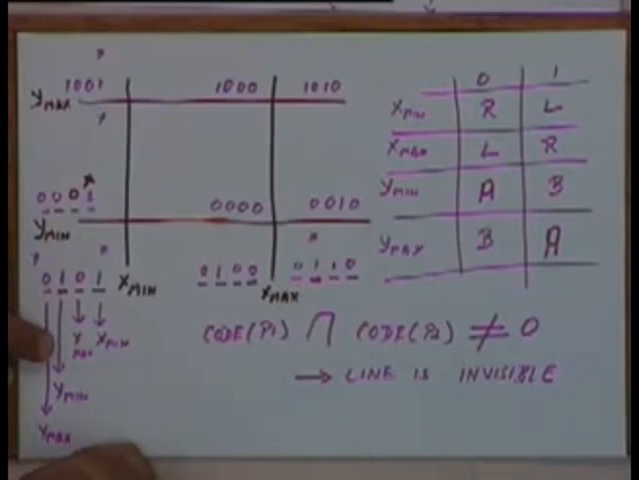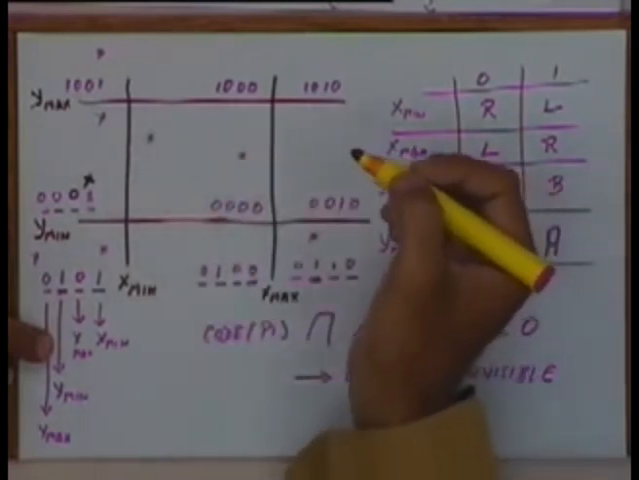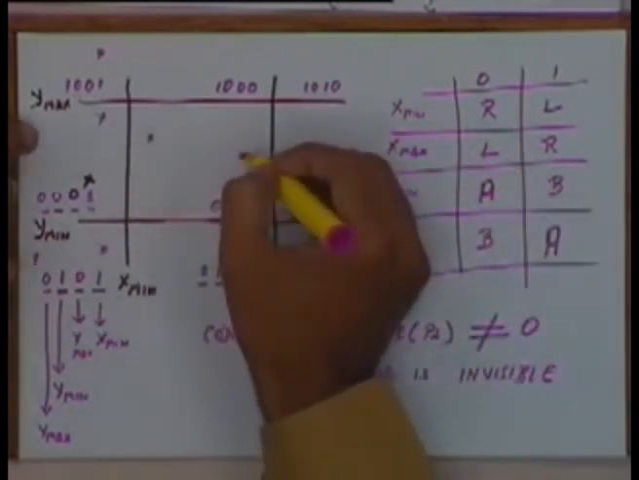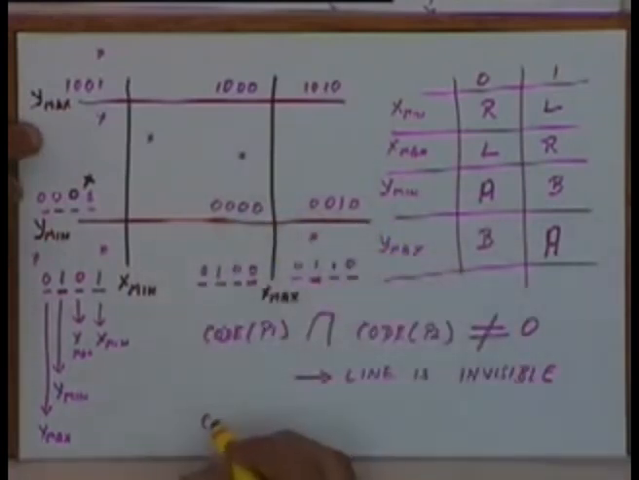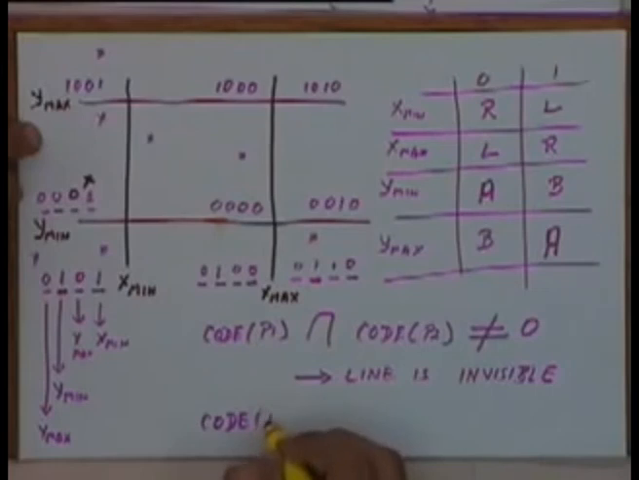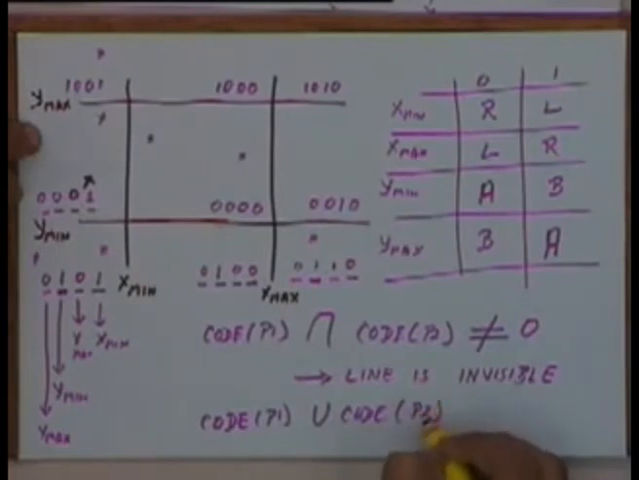Okay. Similarly, if I have a point here and a point here, then the code for both of them has to be 0000. Okay, so if I say that the code for point 1 union with the code for point 2 is equal to 0, okay, then the line is completely visible.